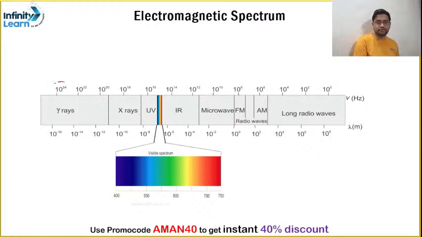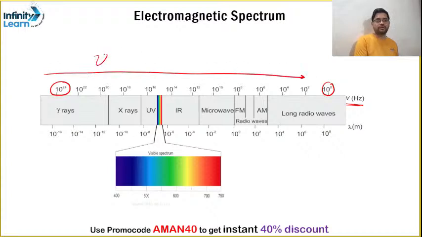See, if you look at 10 raised to 24 to 10 raised to 0, what is this? Frequency. So can I say that from gamma rays to long radio waves, the frequency keeps on decreasing? And since frequency decreases, the wavelength increases. See, 10 raised to minus 16 to 10 raised to 8. So wavelength increases. And also remember one thing, frequency and energy are directly proportional. So energy also decreases.